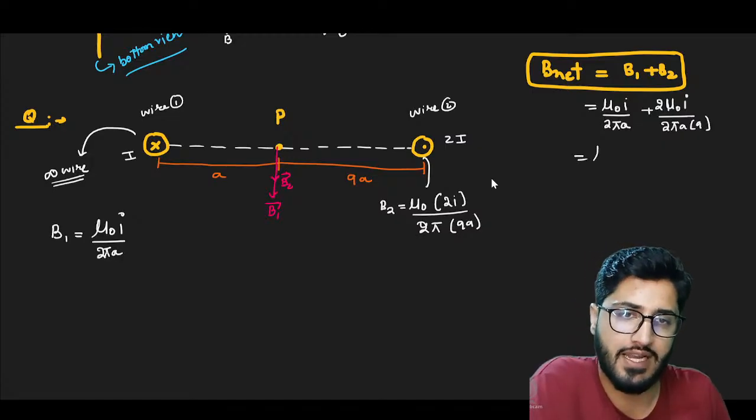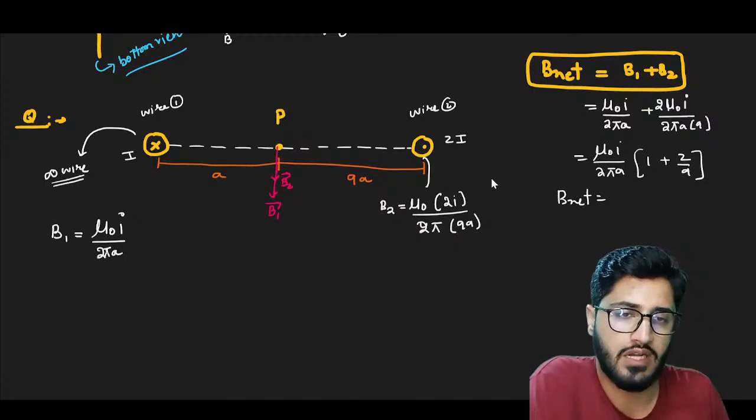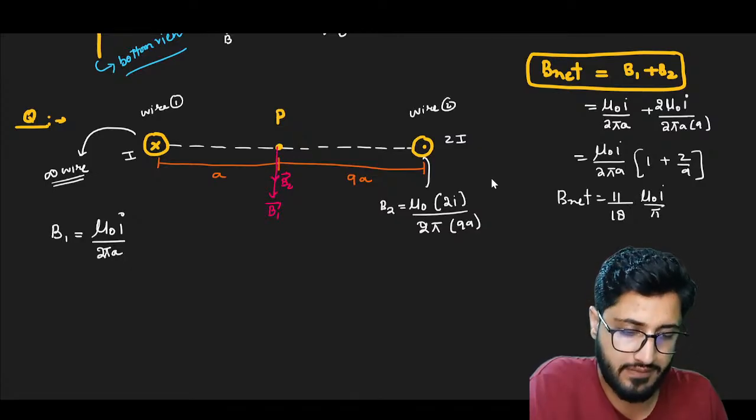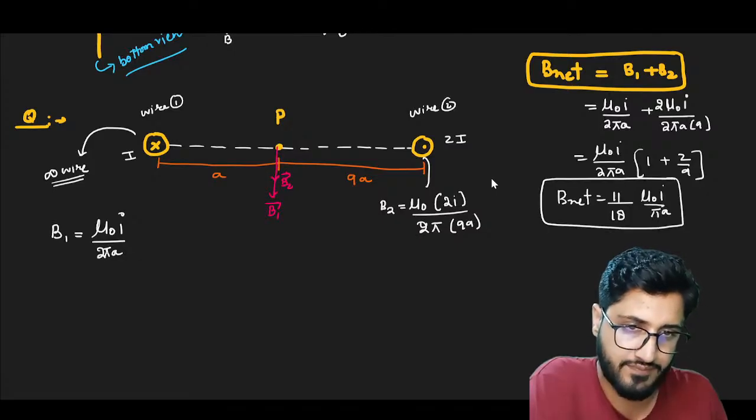I can take mu naught I divided by 2 pi A as common. Internally I have 1 plus 2 by 9. So I can write B net came out to be 9 plus 2, it is 11 by 18, I guess, mu naught I divided by pi A. This is my answer.